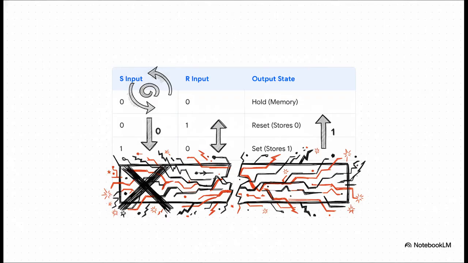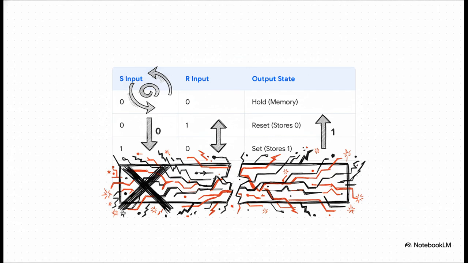Okay, so this is where it gets really cool. If you hit the reset input, it stores a 0. No surprise there. Hit the set input, it stores a 1. Makes sense. But look at that top line. When both inputs are 0, it just holds on to whatever state it was in before. That's the memory. That's the magic.